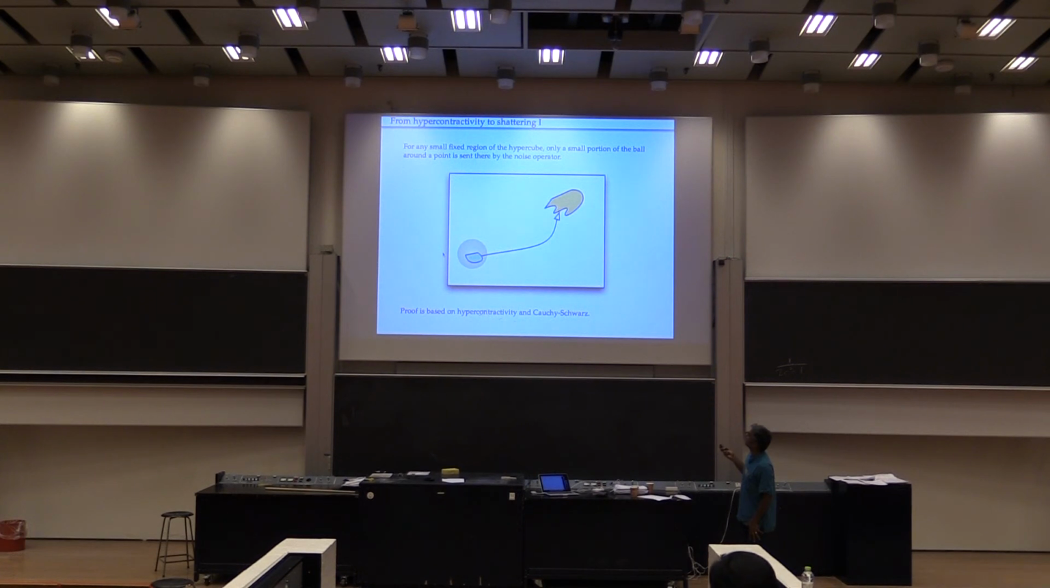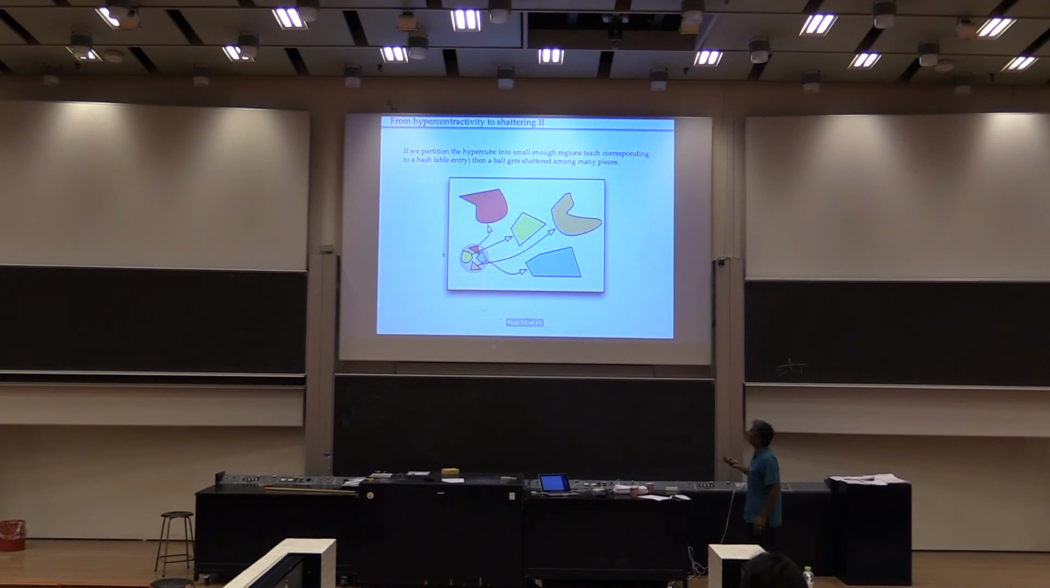This is a small region of the hypercube. I'm asking what points get sent there. Very few points get sent there. And more generally, if I partition the ball around the point into various pieces, they go all over the place.